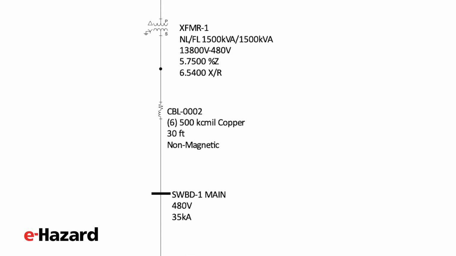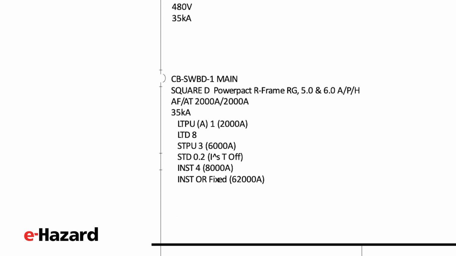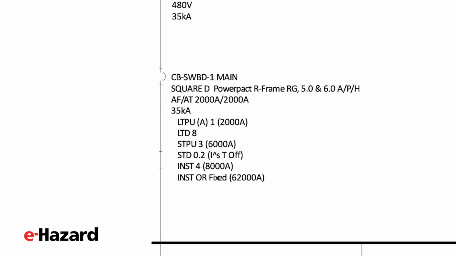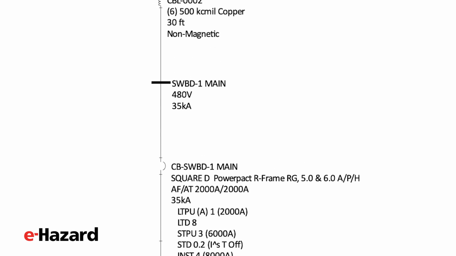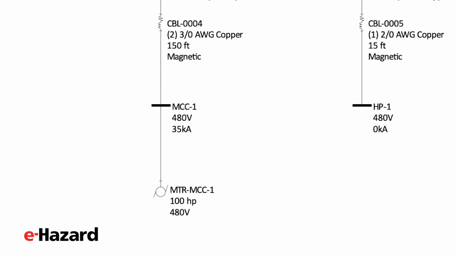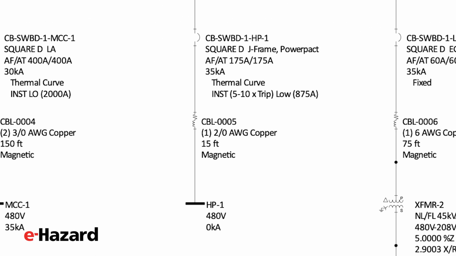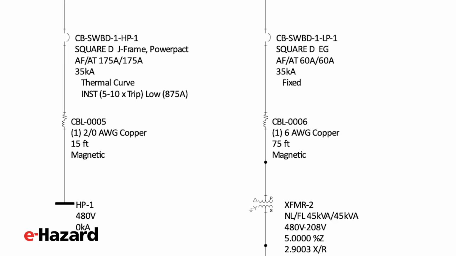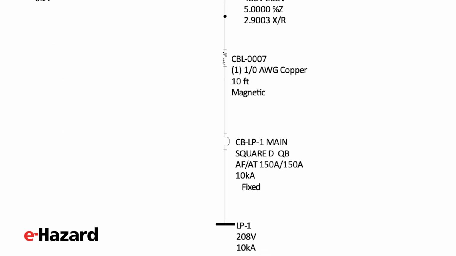On the 480 volt side, we have a main circuit breaker rated at 2000 amps. From there, power flows onto the main 480 volts bus. Off that bus, we have several feeder breakers, each one feeding a different load. One goes to a motor control center, one to a lighting panel, and one to a smaller step-down transformer for 120 to 208 volt loads.